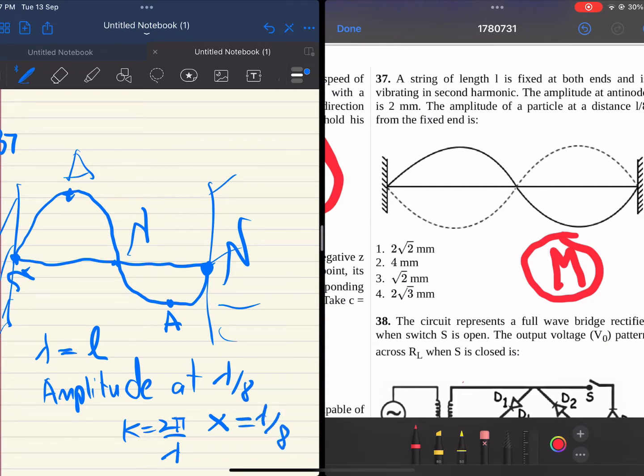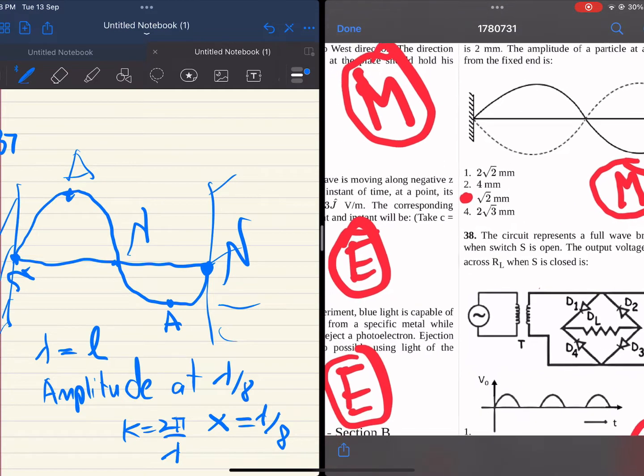So I just substitute sin kx, which is sin 2 pi by lambda into lambda by 8, which is sin pi by 4. Sin pi by 4 is what? 1 by root 2. 1 by root 2 into the maximum amplitude, that is 2 millimeter, comes out to be root 2 millimeter as the final answer. The answer for the 37th question is option number 3.